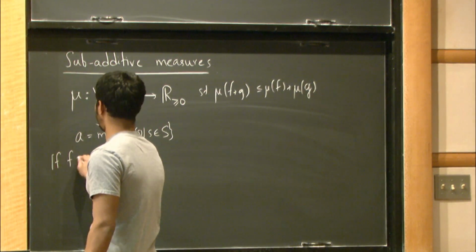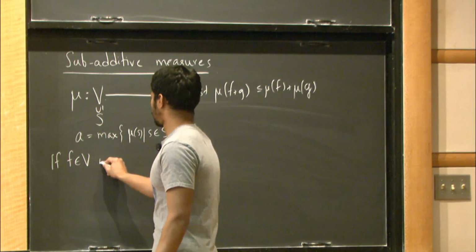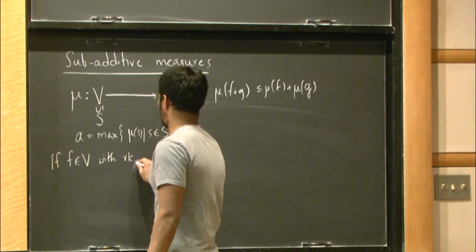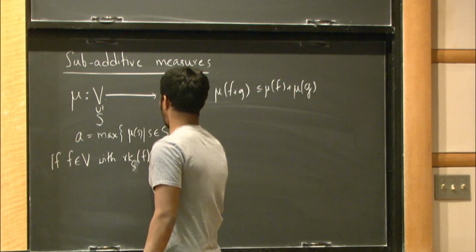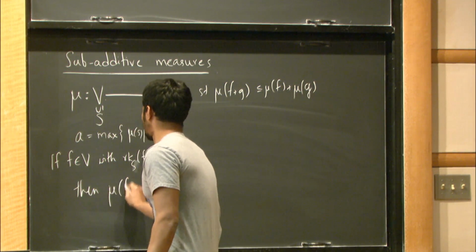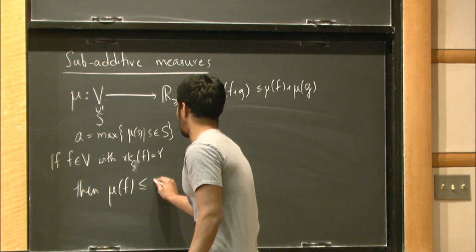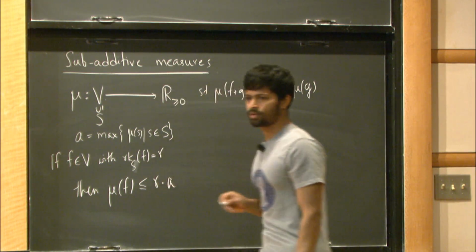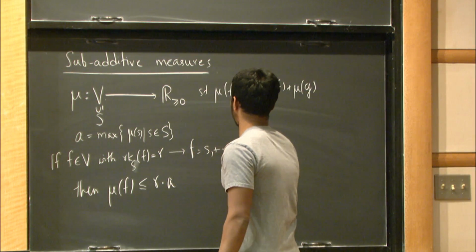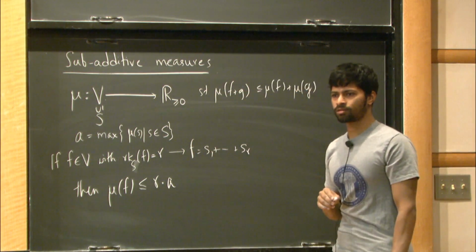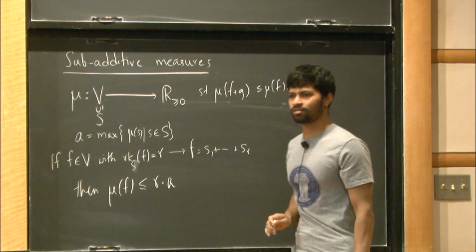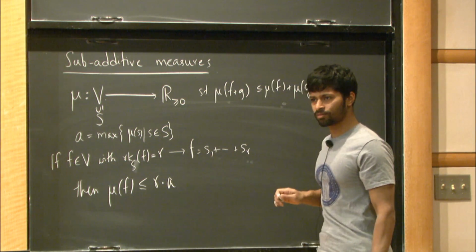So if you had something in here with S rank equal to R, then the subadditive measure applied to this function would be less than or equal to R times A. Why? Because if you had rank R, that means you could write it as a sum of such simples, and you just plug in the definition of subadditivity and you get this. Each one of these has at most A, and you get this.